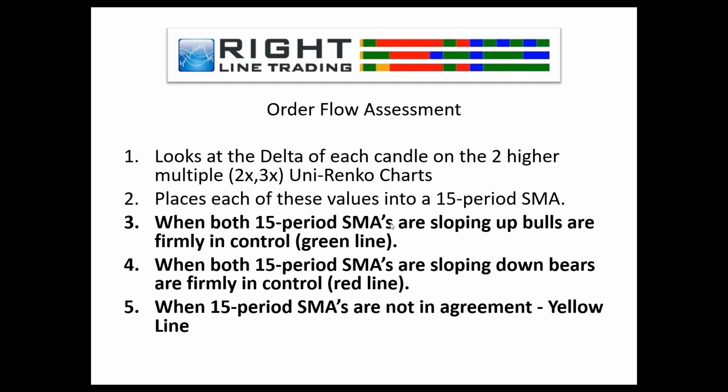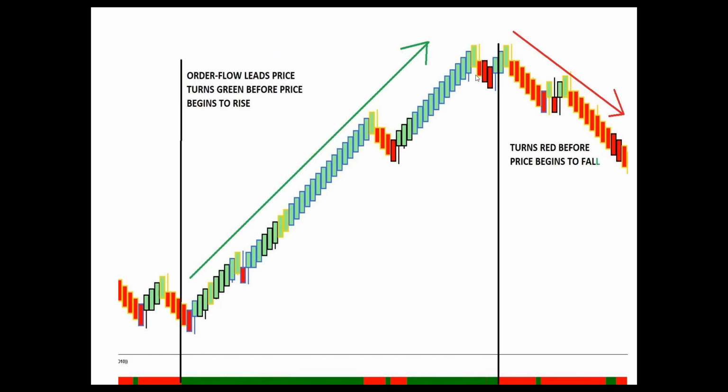And when both 15-period SMAs are sloping up, you've got the bulls in control and price is going to rise. When both 15-period SMAs are sloping down, bears are in control and price is going to fall. And when the SMAs are not in agreement, it's going to be yellow. And you get a yellow line, don't trade. And this is just some quick examples. Then we're going to go to a chart.